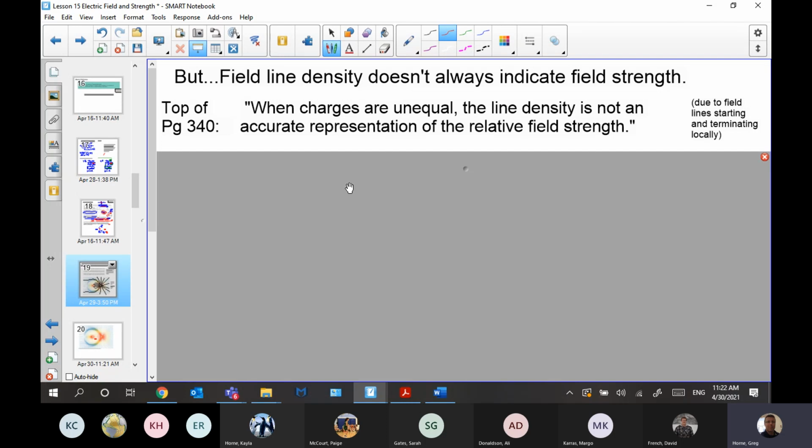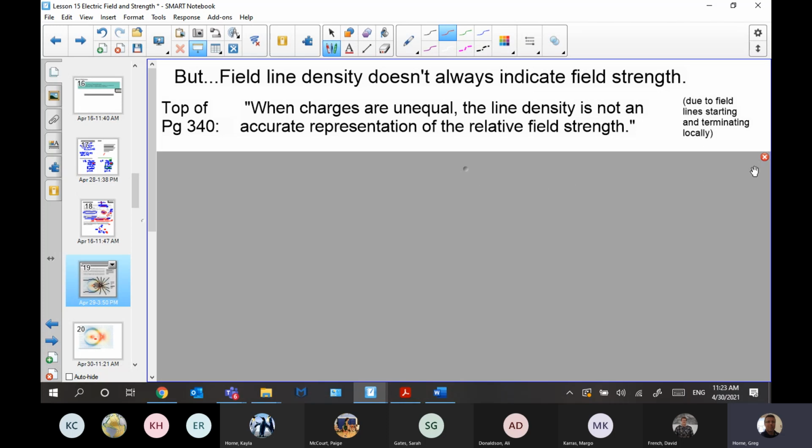This textbook is good in a lot of ways that you're using here. It's good in a lot of ways, but they sometimes just don't explain things, and it's bad in that way. So it's good in the explanations it does give. So this one, they have this line. It says when charges aren't equal, the line density is not an accurate representation of the relative field strength. And I'm pointing out that that's due to the field lines starting and terminating locally.